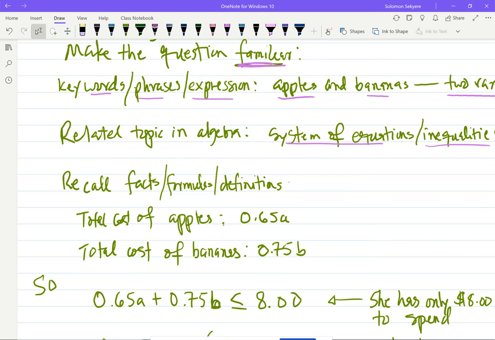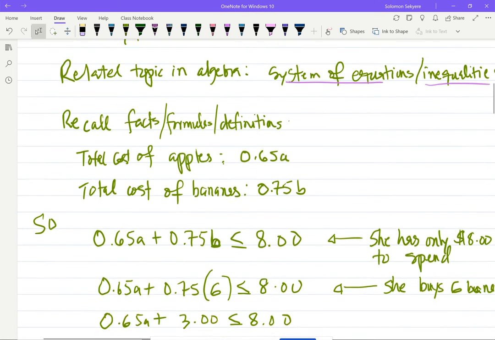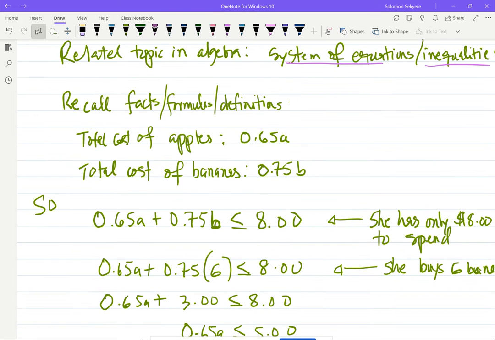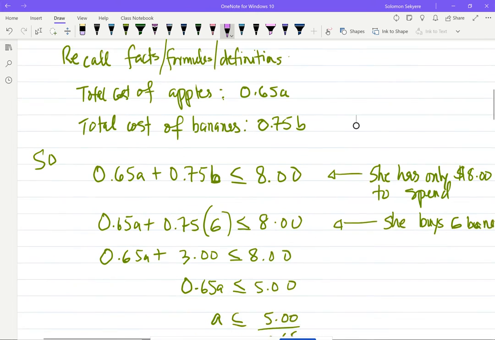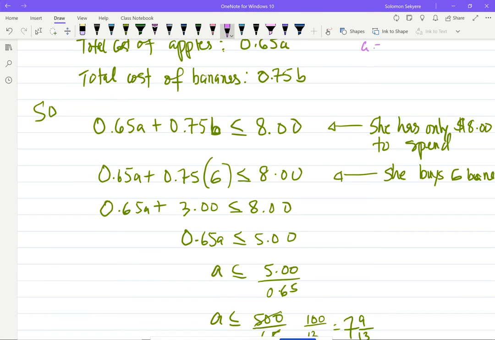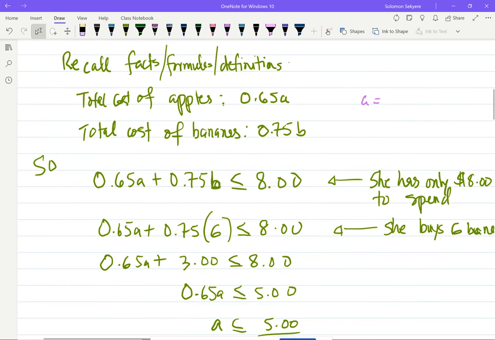Okay, so what do you know about inequalities or system of equations? We're dealing with amount of money here to spend, and there's a budget maximum. Okay, we're talking about maximum. So let's let A represent the number of whole apples, and B represent the number of whole bananas.